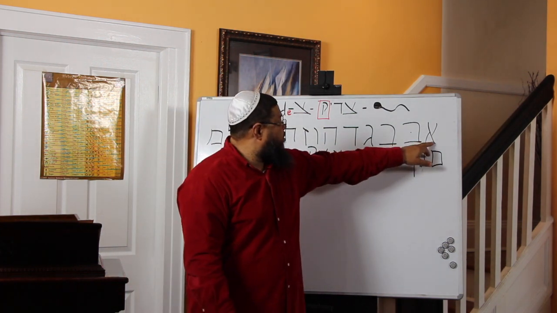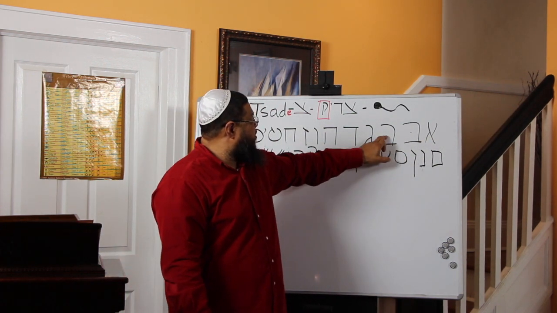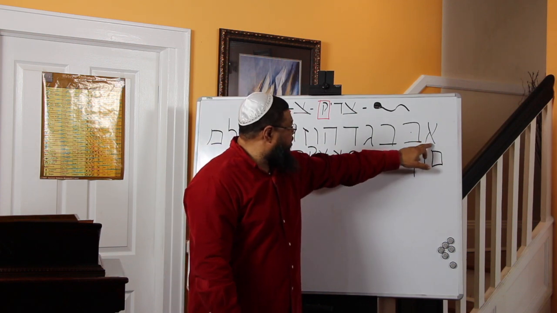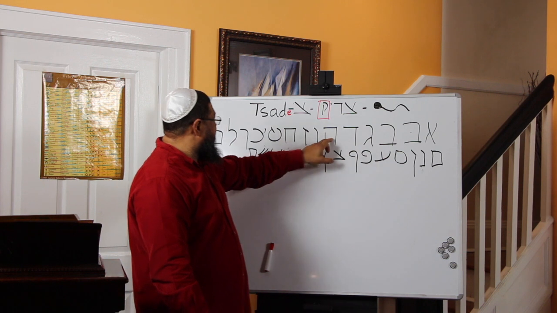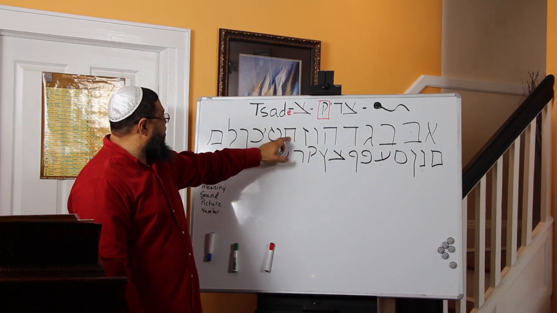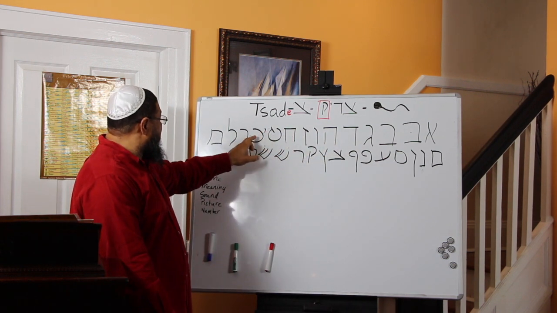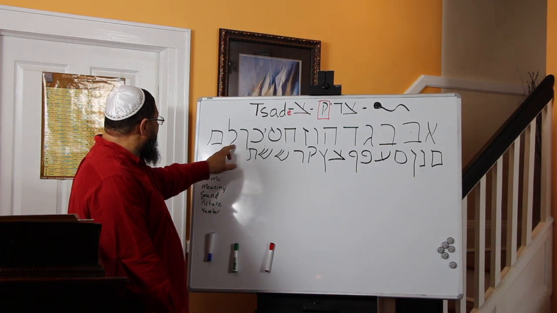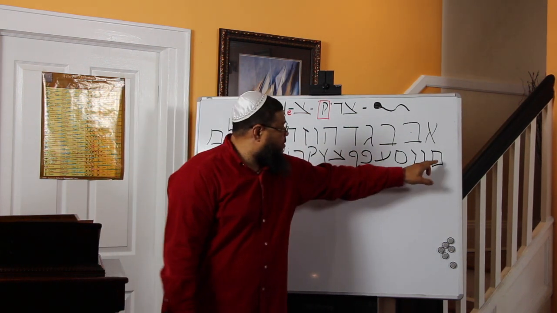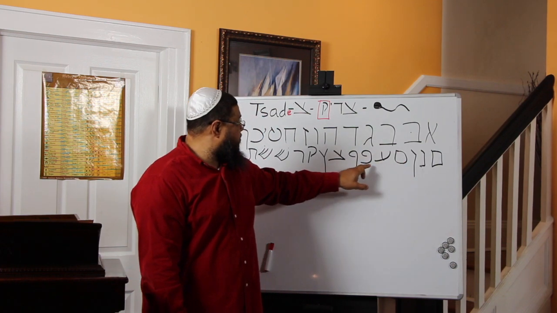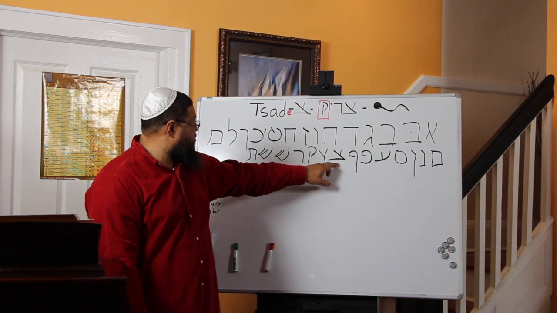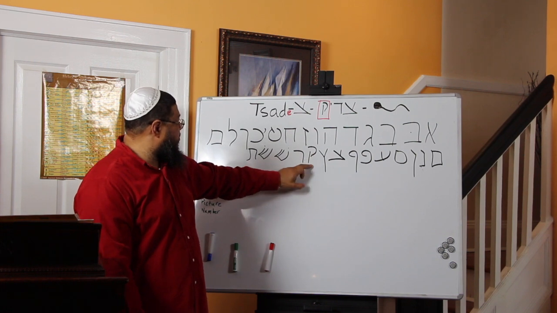Let's go. Aleph. Bet. Gimel. Dalet. Hey. Vav. Zayin. Chet. Tet. Yod. Kaf. Kaf Sofit. Lamed. Mem. Mem Sofit. Nun. Nun Sofit. Samek. Ayin. Pei. Pei Sofit. Tsadi. Tsadi Sofit. Kuf.